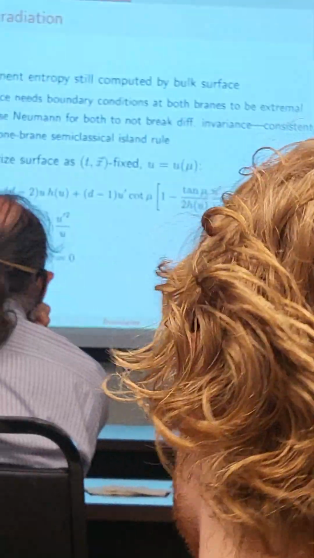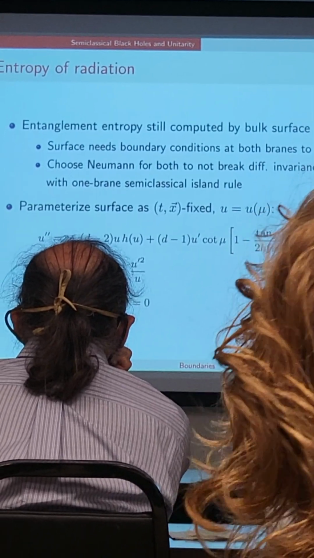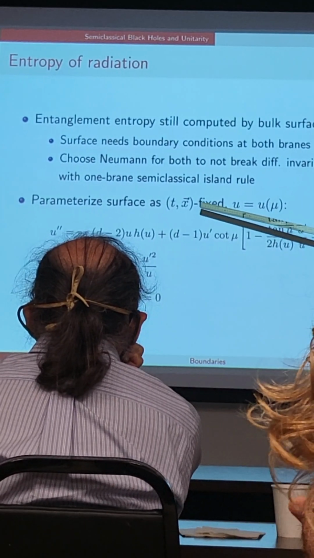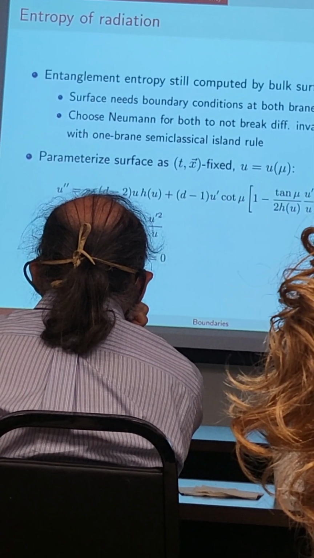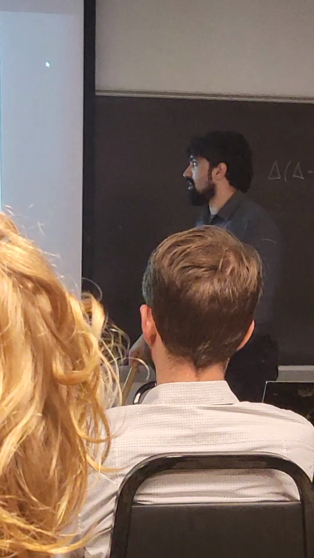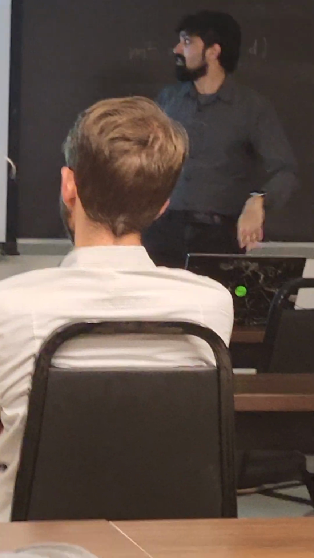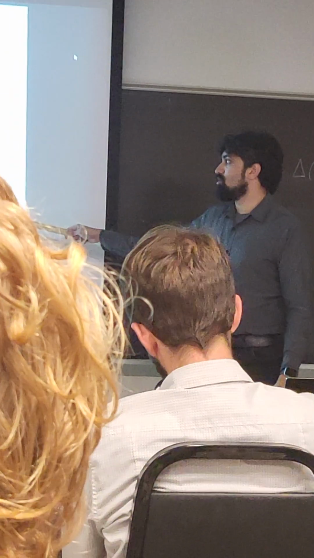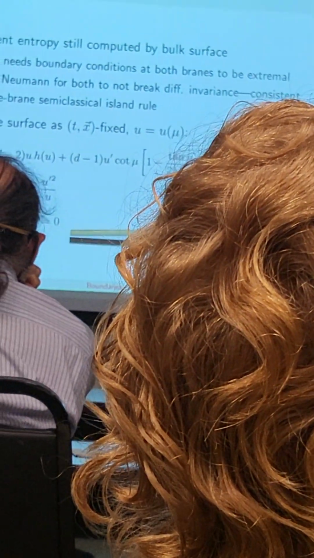I want to compute entropy at some fixed time. This is a typo. We don't keep x fixed, but x ultimately contributes some overall prefactor that doesn't matter in the calculation of the area. You keep t fixed because you want the entropy at some time. And then we parameterize u as a function of mu. This is the equation you get for the bulk surface, and these are the boundary conditions at the two branes.